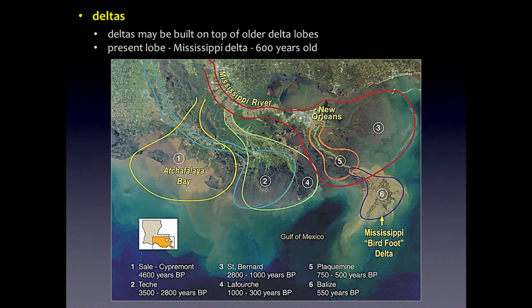Here we see the location of the last 6 deltas, the ages at which they were active. The present lobe is known as the Mississippi Delta. That's number 6 there. And that's been active for about 600 years. But we see that as the river changes position on land, where the delta is located also changes position. So we have this delta lobe switching that occurs over time.